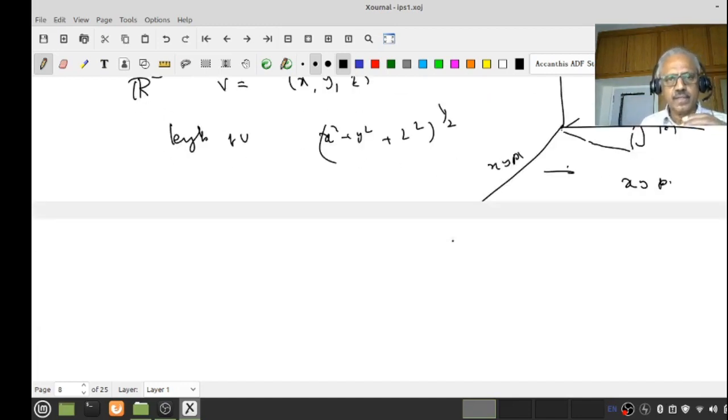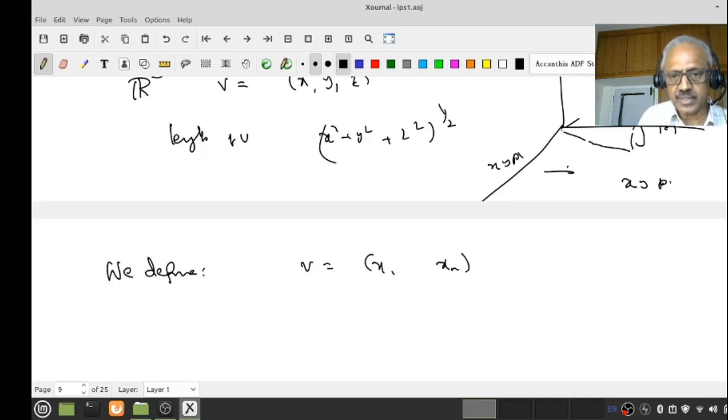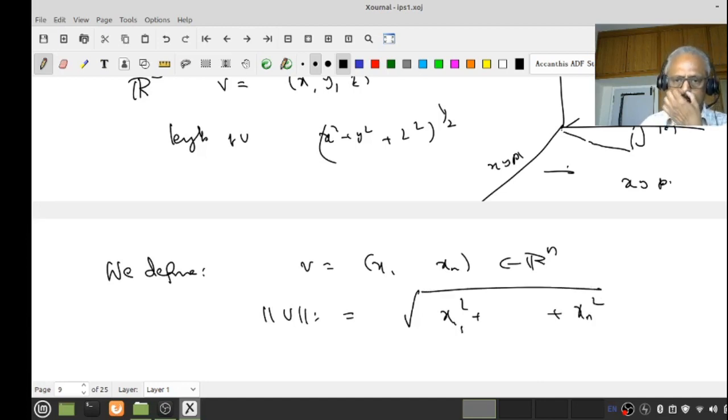So since we have done it in R2 and R3, now we define, there is no geometric justification now, if a vector v is given as (x1, x2, ..., xn) in Rn, we define the length of the vector v to be the square root of x1 squared plus ... plus xn squared, the unique non-negative square root.